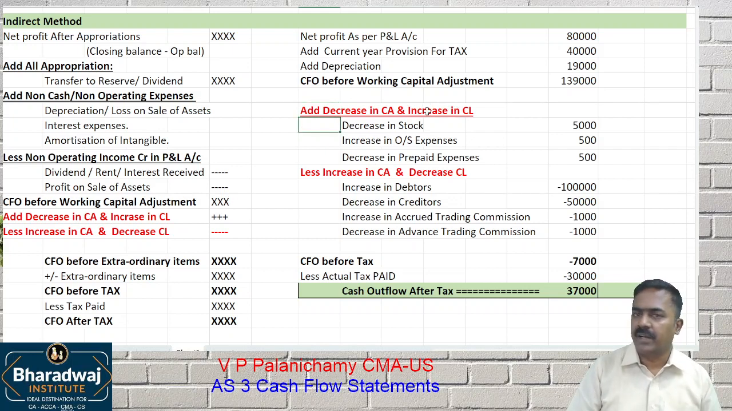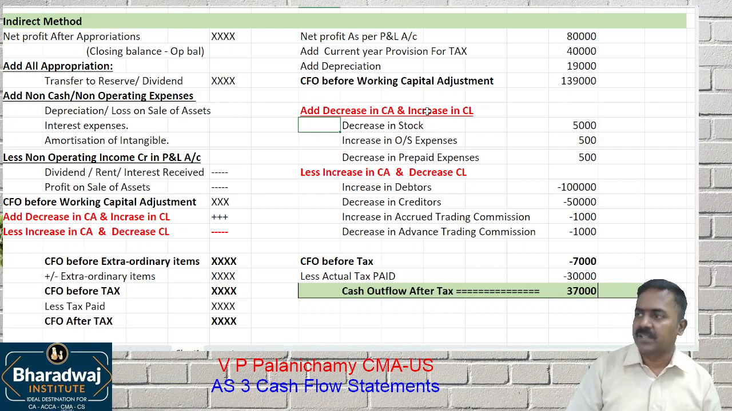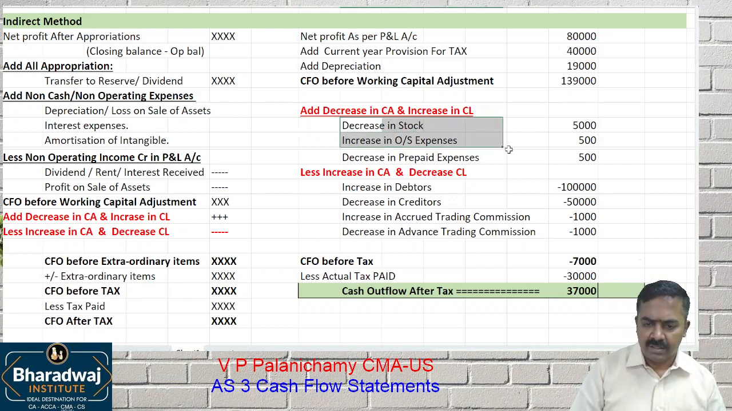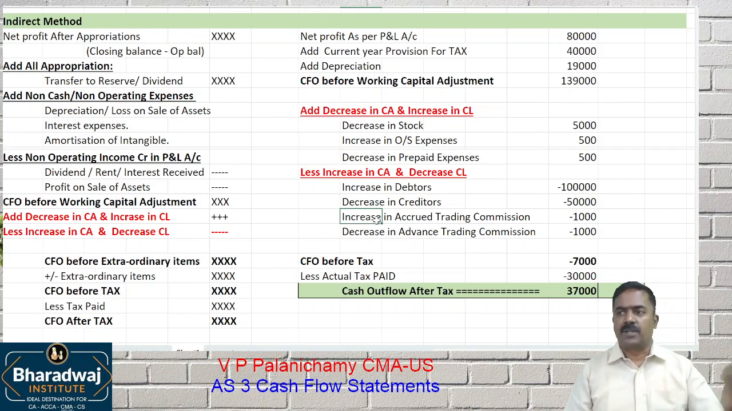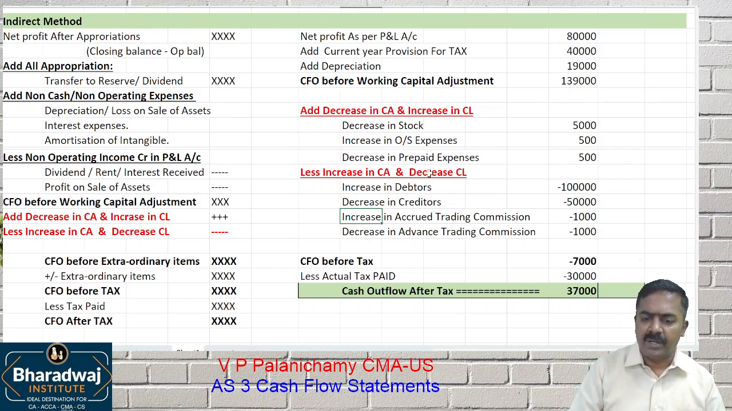Increase in current liability, why are you adding? More liability, more inflow has taken place, more working capital has come in, so we add back. We adjusted. Why are we reducing increase in current assets? Stock goes up, which means we are buying. We are buying. Decrease in current liability, why are you reducing?